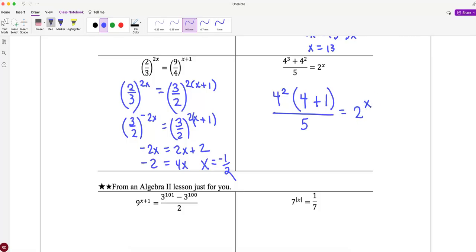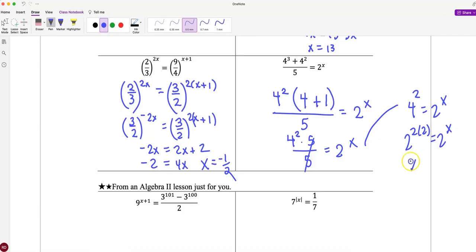So this is 4 squared times 5 over 5 equals 2 to the x. The 5's go away. And now you've got 4 squared equals 2 to the x. Rewrite that 4 as 2 squared. Squared equals 2 to the x. So x is 4.